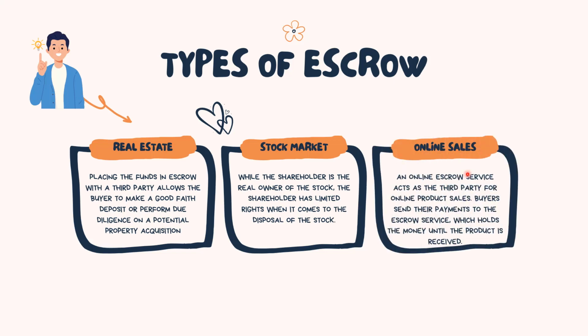Number 3 is escrow and online sales. Online escrow, like real estate and stock market escrow, protects the buyer and seller from fraud or non-payment. An online escrow service acts as the third party for online product sales. Buyers send their payments to the escrow service, which holds the money until the product is received.